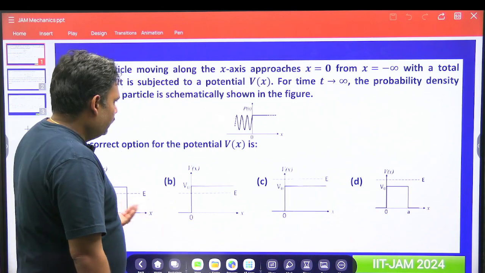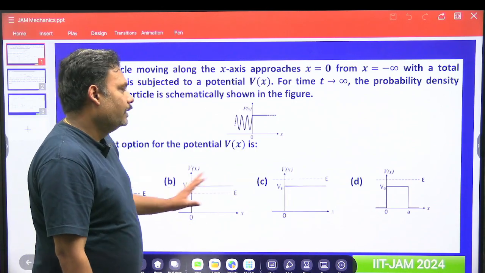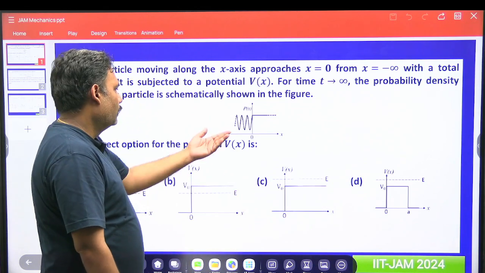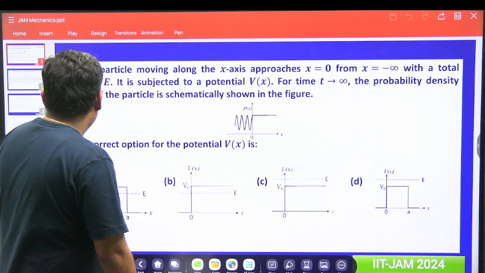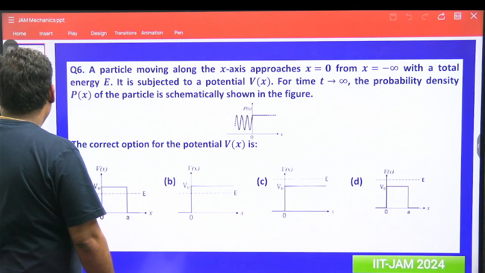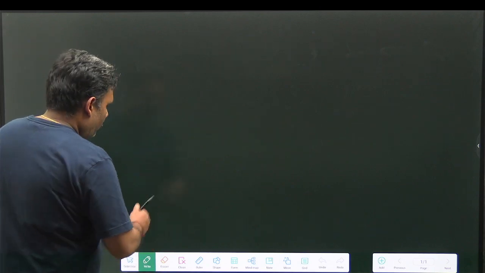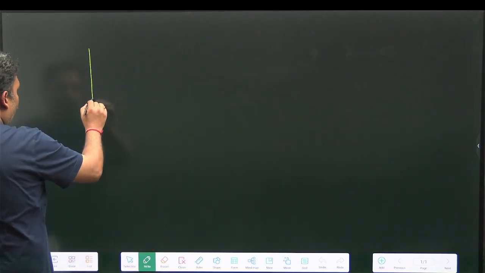So students, it's a wonderful problem. What we have to do is take each case and see which one of the following is the correct one. So let us go step by step. We just have to go step by step into this particular problem. So the first one is all about this.